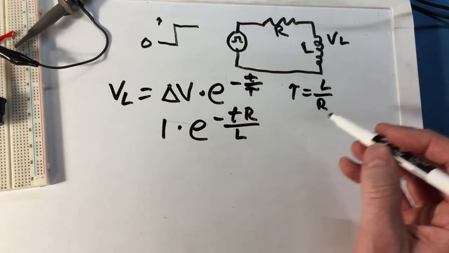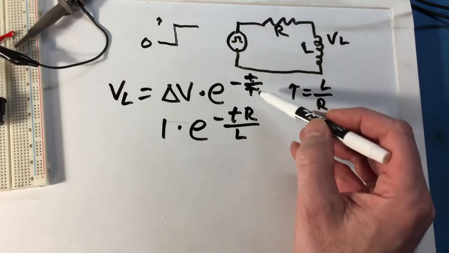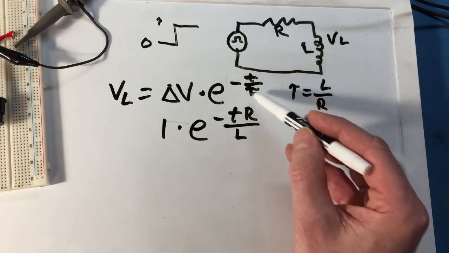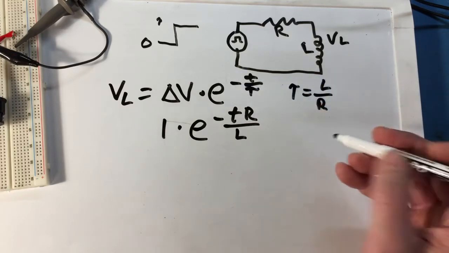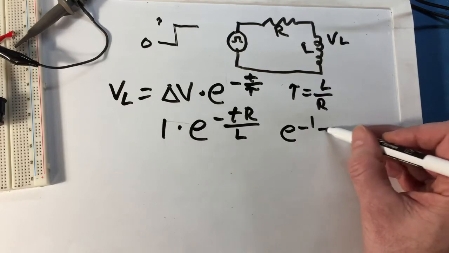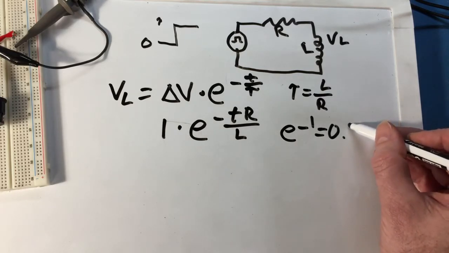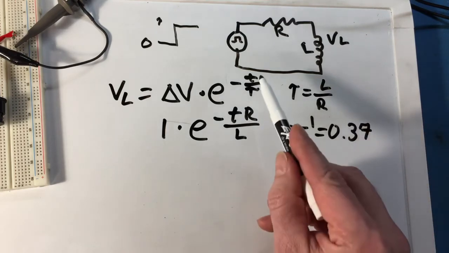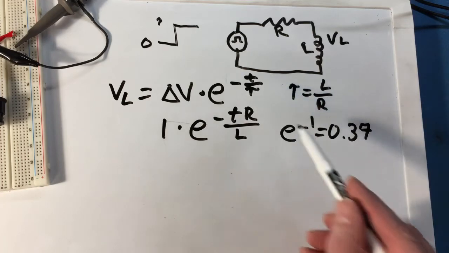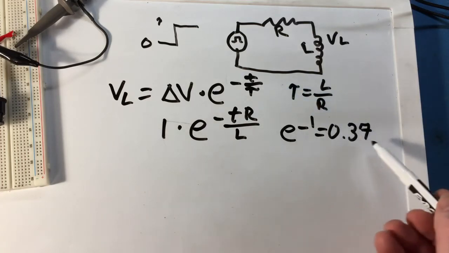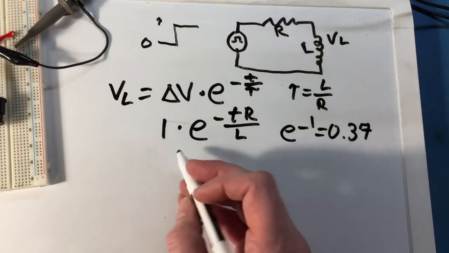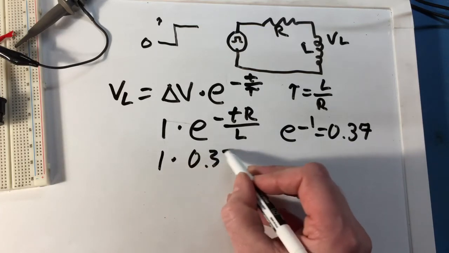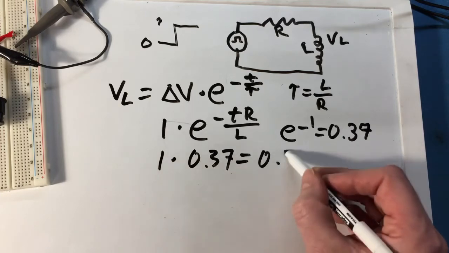Now if the time constant, thinking back to the t over tau right here, equals t, then this is going to equal 1, so we're going to have e to the negative 1. So e to the minus 1 equals 0.37. So that's saying that when one time constant of time has gone by, this value for the e is going to be 0.37. So if we go back to this equation, 1 times 0.37 equals 0.37.